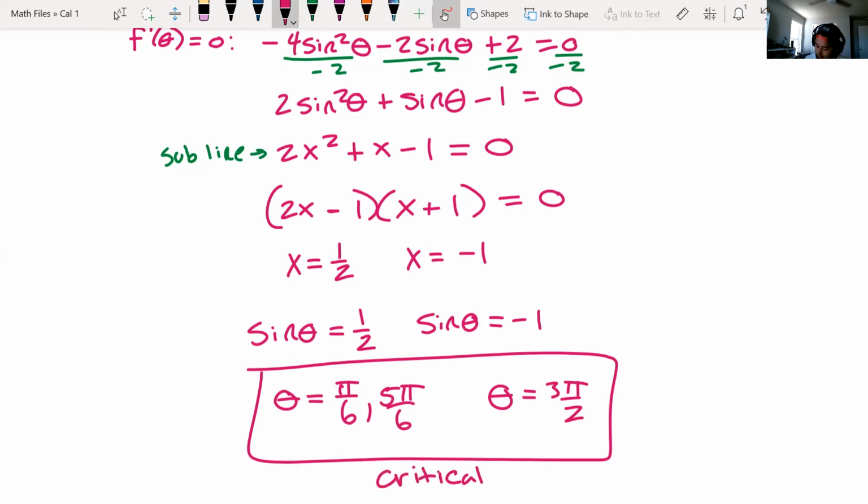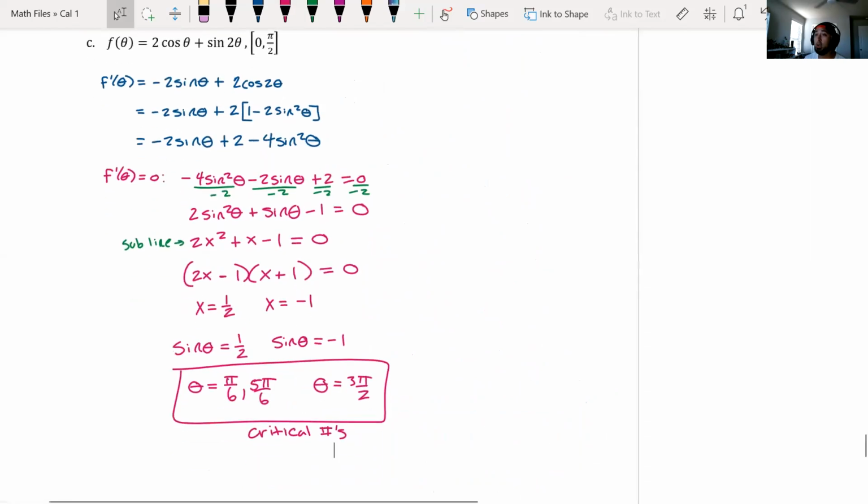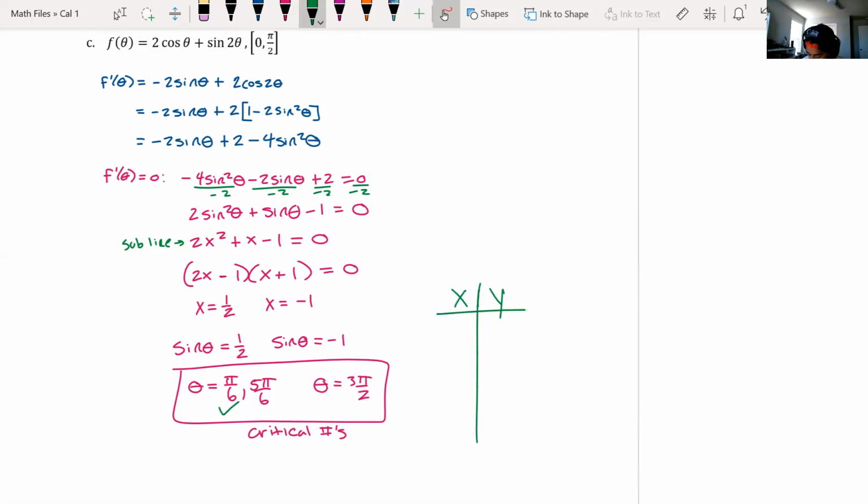But again, we're looking for absolute maximums and minimums, so we need to make sure they fit in the interval 0 to pi over 2. What are the only radian values that fit in 0 to pi over 2? Pi over 6. That's the only one we can use. So x and y: there's 0, there's pi over 6, there's pi over 2, and you plug them into the original function.